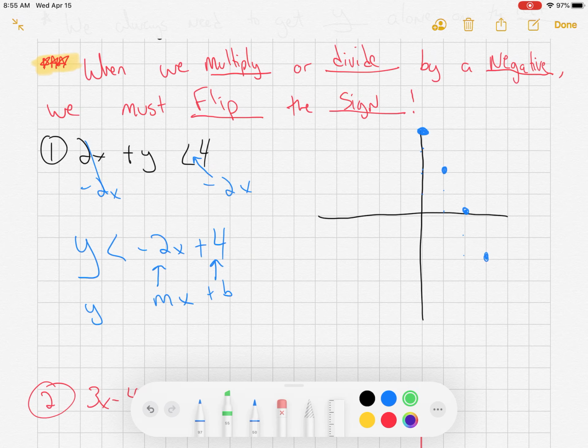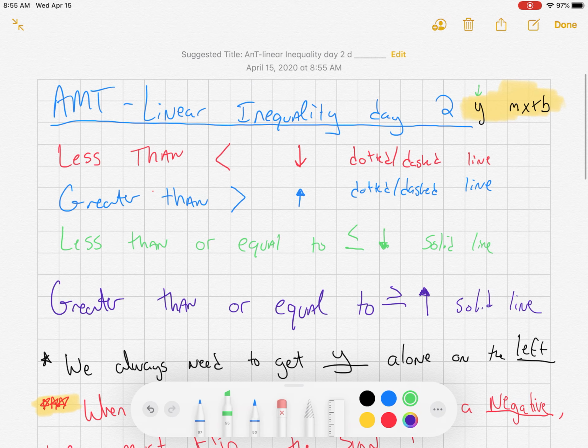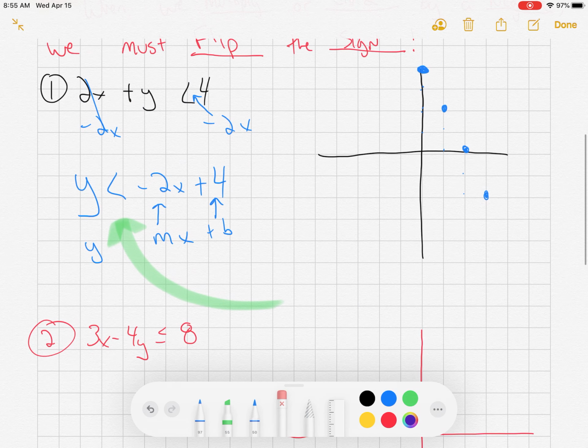Okay, now, this is a less than sign. This is a less than sign. So whenever we have a less than sign, remember, it's going to be a dotted or a dashed line, and we are going to shade below if y is isolated on the left-hand side. Well, if we look right here, y is isolated on the left-hand side, so I'm going to make a dotted line.